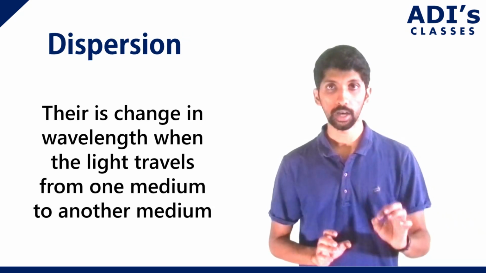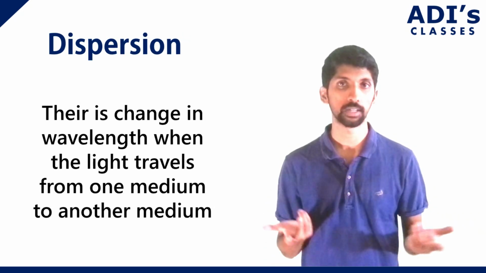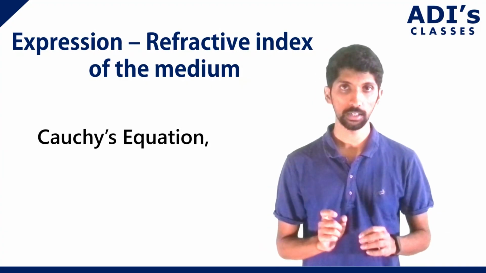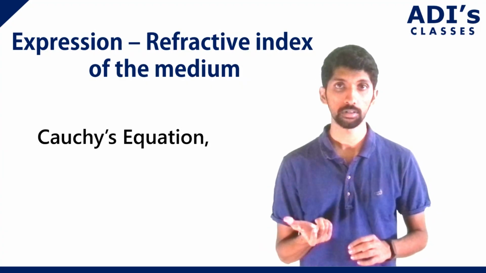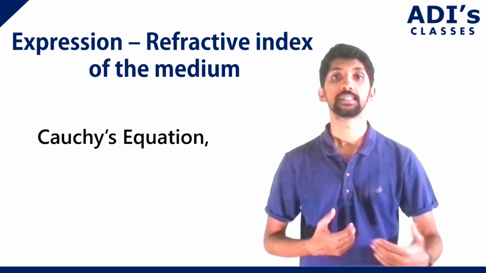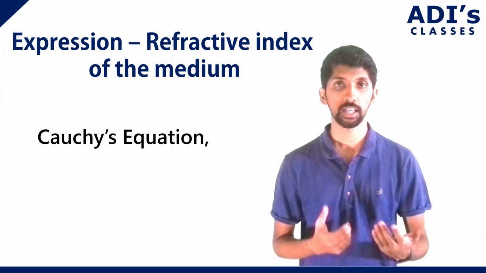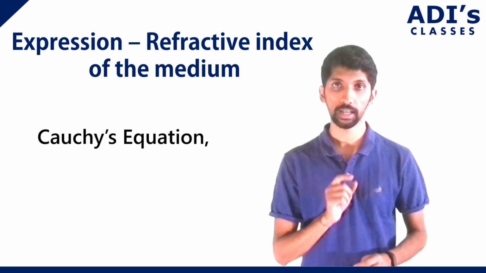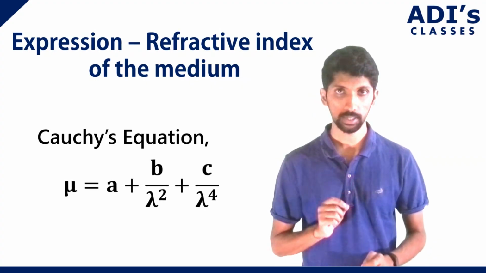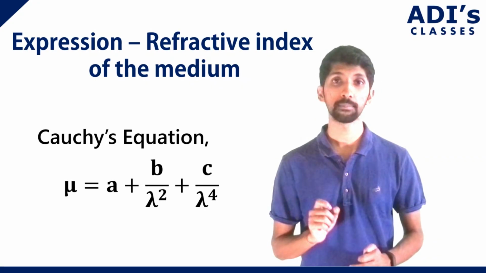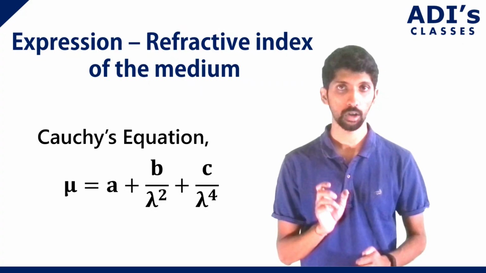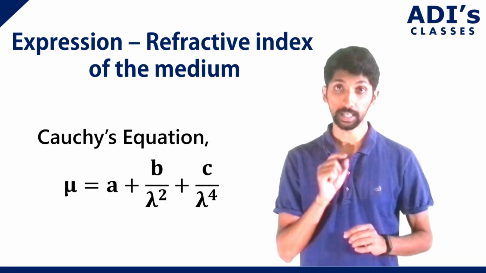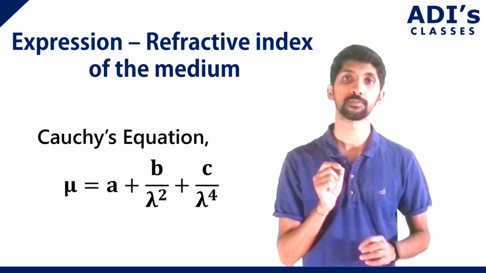Alright, now we need to have a mathematical formula like anything else. Now there was a scientist called Cauchy. He formulated a law, meaning just by seeing how the dispersion happens, he formulated it. So what he gave was mu is equal to A plus B by lambda square plus C by lambda to the power of 4. Okay, so this was the expression for the refractive index of the medium given in terms of wavelength of the light.